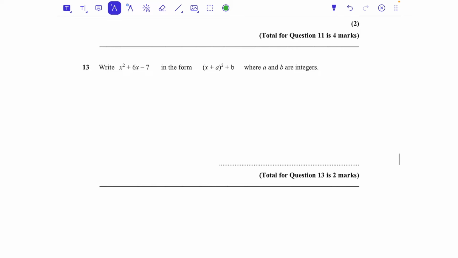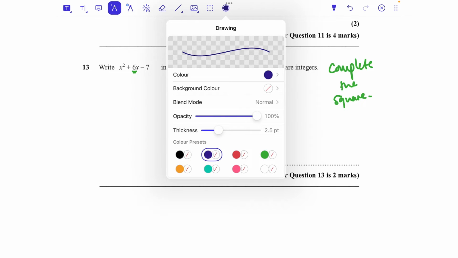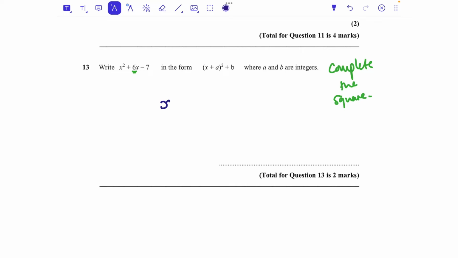Great, question number 13. Write x squared add 6x minus 7 in the form x add a all squared add b. So this is completing the square. And we're going to half that middle number. So the 6 becomes 3. Let's go back to my original coloured pen. There we are. So we're going to do x add 3.